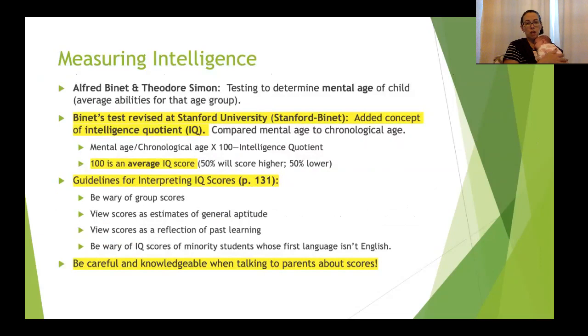When it comes to measuring intelligence, Alfred Binet and Theodore Simon came up with the idea of the intelligence quotient. That's what IQ stands for. The 100 is the average score. That means 50% of people are below 100 and 50% are above.